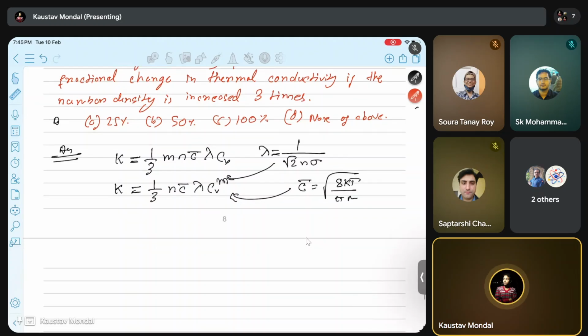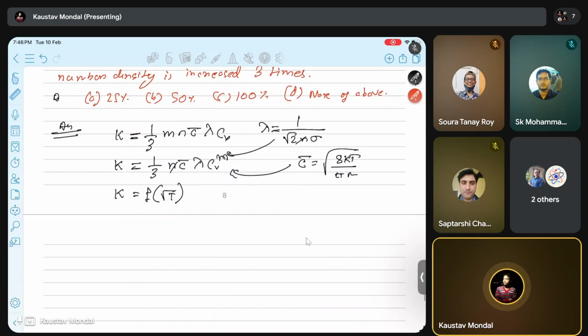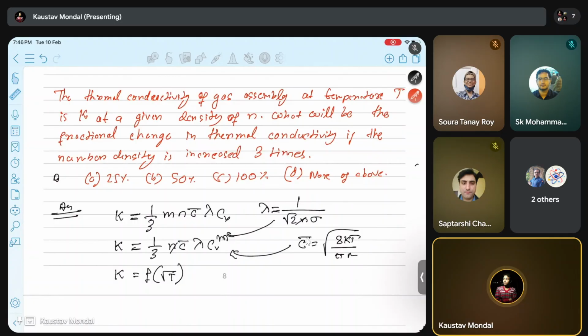if you do that, the n will cancel, right? This n and n will cancel, so K is just some function of the square root of temperature. So the thermal conductivity coefficient, not K, it's kappa basically, is independent of the gas density n. So if you increase the gas density 3 times, 4 times, 5 times, nothing will happen. So the correct option would be option D.